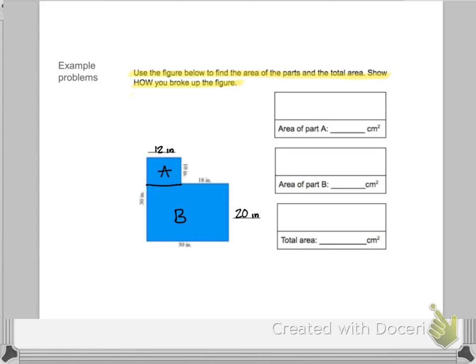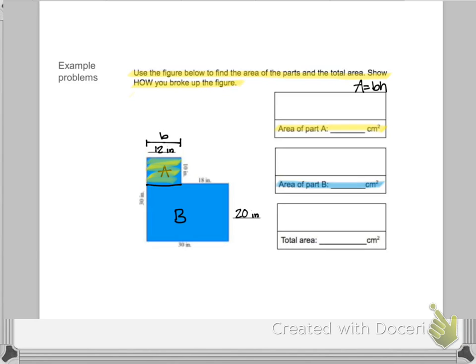Again, I'm going to color code them. A, I'm going to shade in yellow. B, I'll leave blue. As I look at A, again to find its area, I need area is equal to base multiplied by height. The base for A, or the longest piece going left and right, is going to be 12.